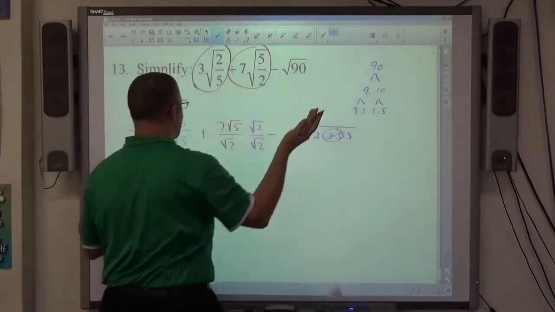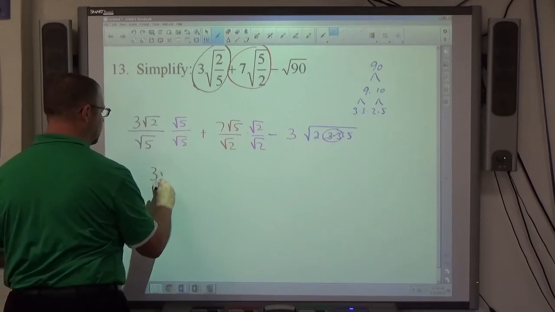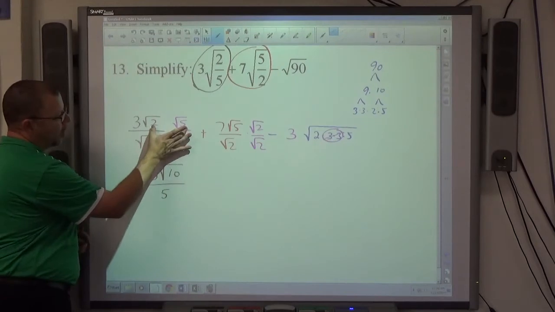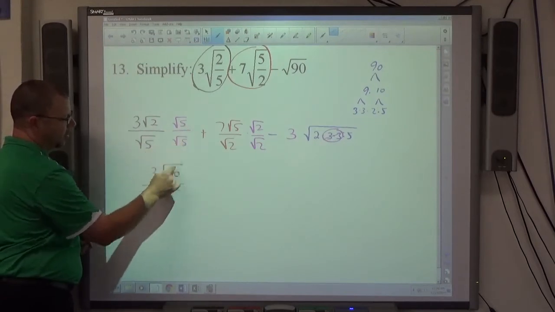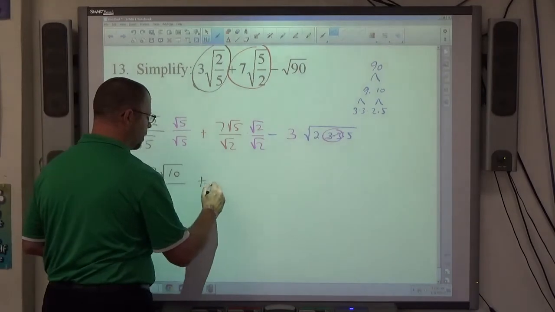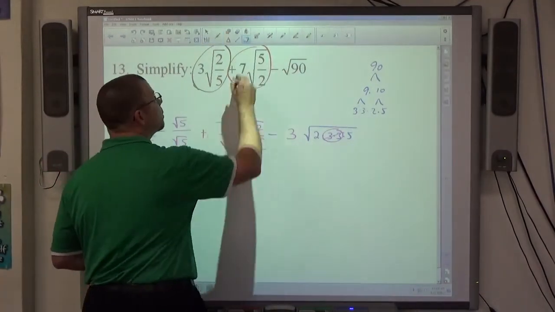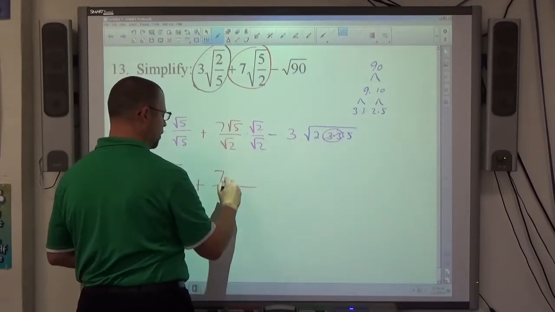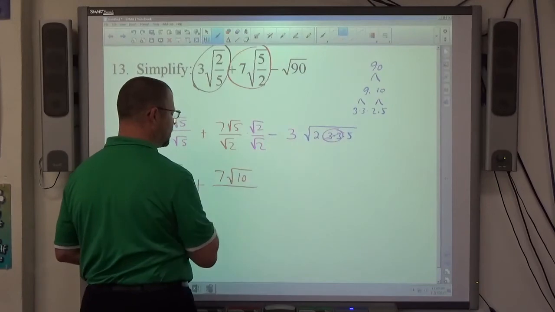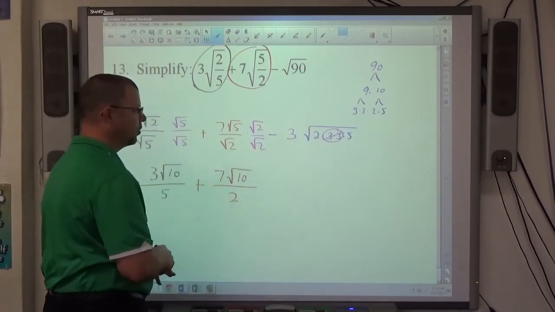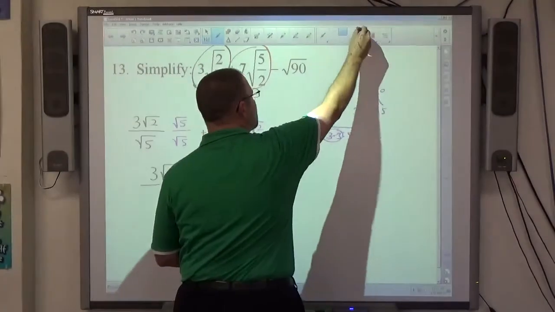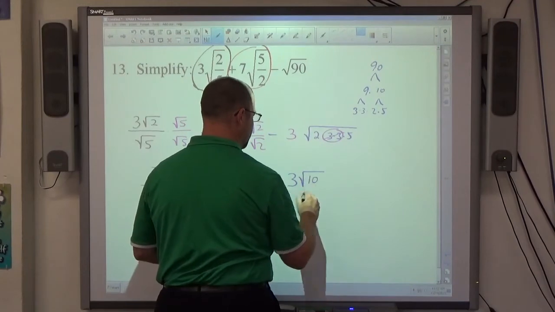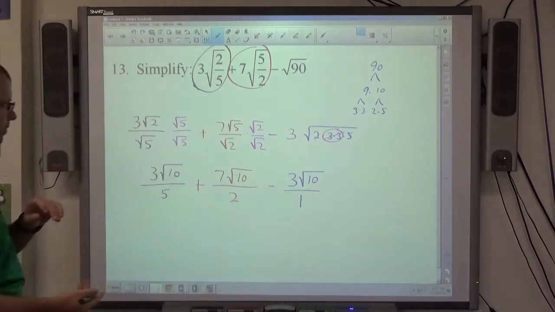And once I fix them, they're going to be whatever they are. So this first one is going to become 3 times the square root of 10 on top, 5 on the bottom. 3 is not a radical. These are radicals, so they multiply underneath the radical. Square root times itself makes the number without the radical. The second term, 7 is not a square root, so it stays right where it's at. Square root of 5 and 2 inside the radical makes square root of 10 inside a radical. Square root of 2 times itself on the bottom makes 2, no radical left. For the blue term, minus 3 is 3, and then the square root of 2 times 5 is the square root of 10. I'm going to put that over 1 just to make it look like a fraction.